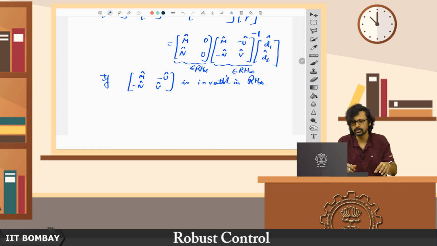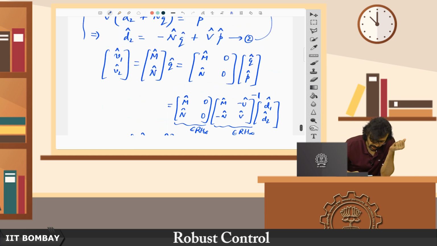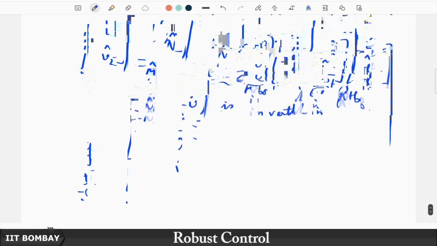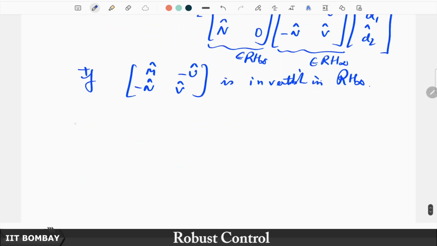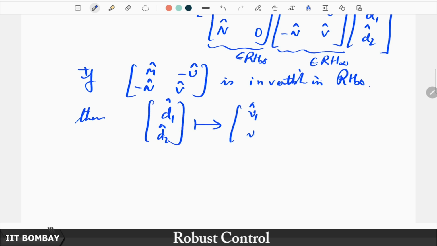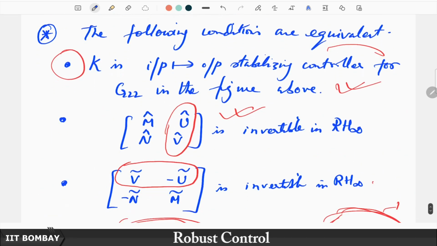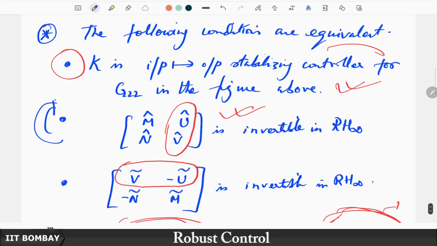Therefore, the product of two fellows in RH infinity under that algebra will also belong to RH infinity, and therefore I have that the map from d1 hat, d2 hat to v1 hat, v2 hat is also in RH infinity. So that means the second statement is equivalent to the first statement. So we have actually proved that this second statement implies the first statement.